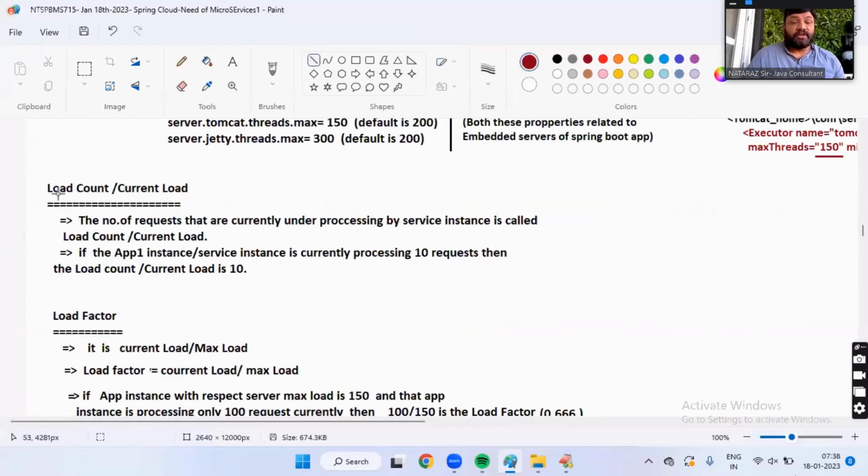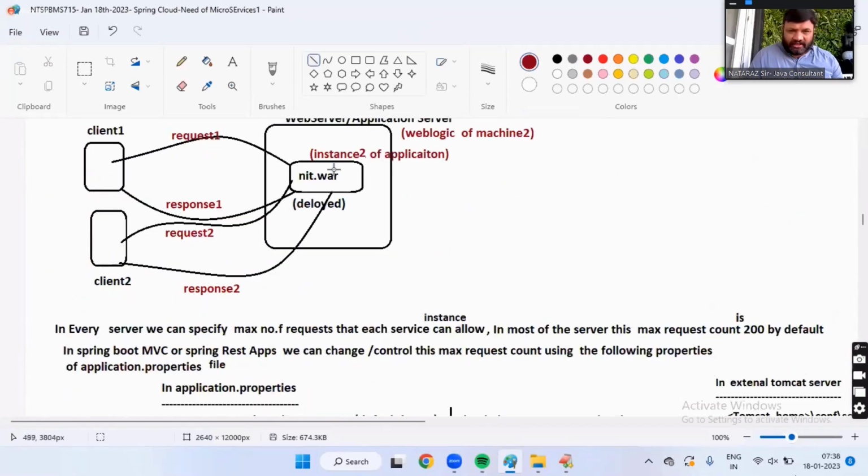Now, next one, load count or current load. What is the next terminology? Load count or current load are very simple. The number of requests that are currently under processing by a service instance is called load count or current load. What is the load count of the service instance?